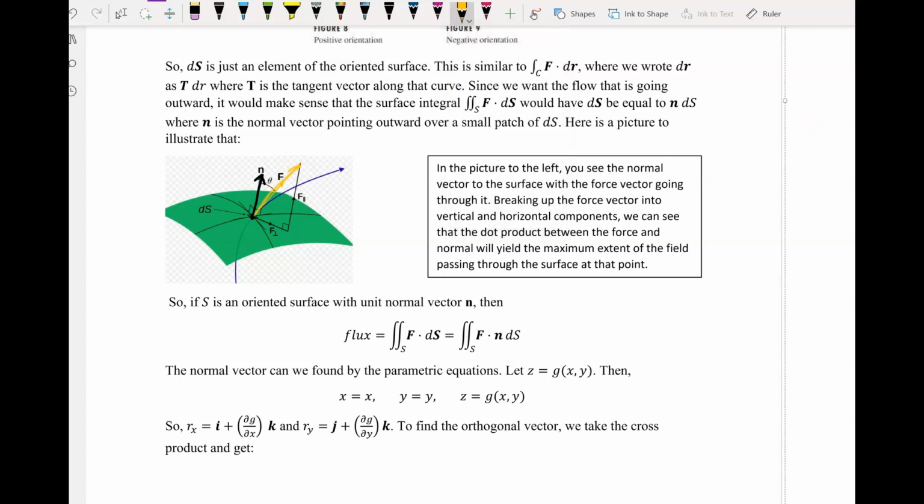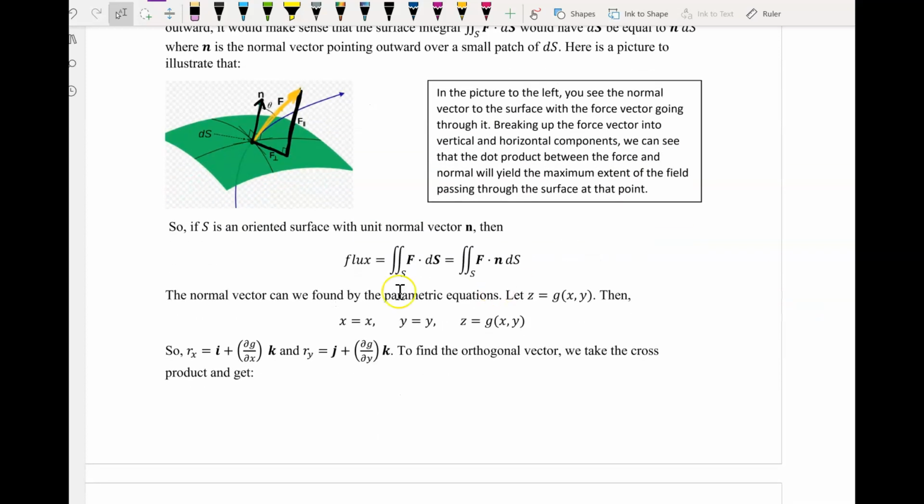In order for me to know this, it makes sense to break up this force vector into two components, a vertical component and a horizontal component. All you really have to do in order to find this amount is take the dot product of the force vector and the normal vector, and that will give you the maximum extent of the amount that's coming out of the field. So taking the force vector, dotting it with the normal vector over this entire surface, dS, will give us the amount of flux.